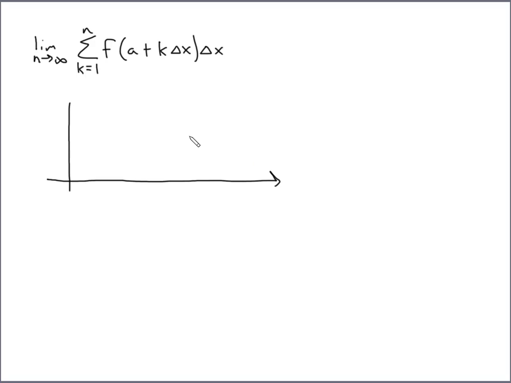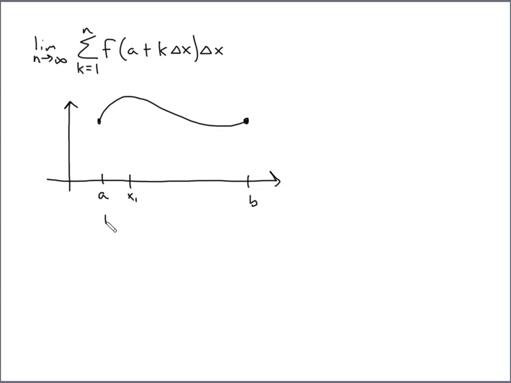Suppose you've got a function defined between two x values, let's say a and b, and you want to find the area under the curve. So maybe the function looks like this. What this is saying is that we're going to start at f of a plus, k is 1, means a plus delta x. So basically you've got an x value here, you can call that x1 or something like that.